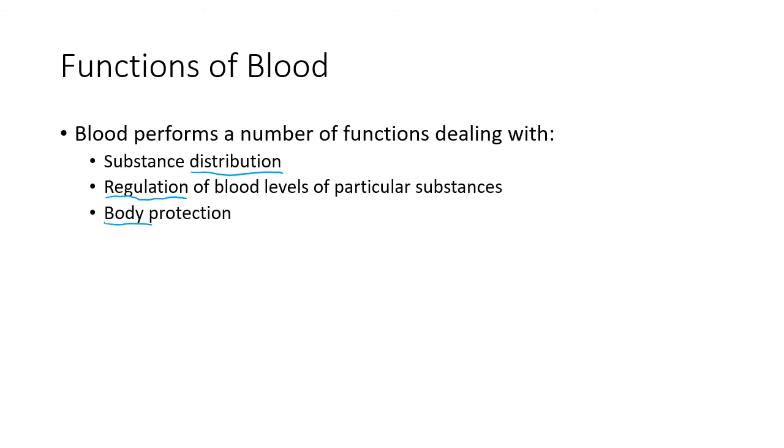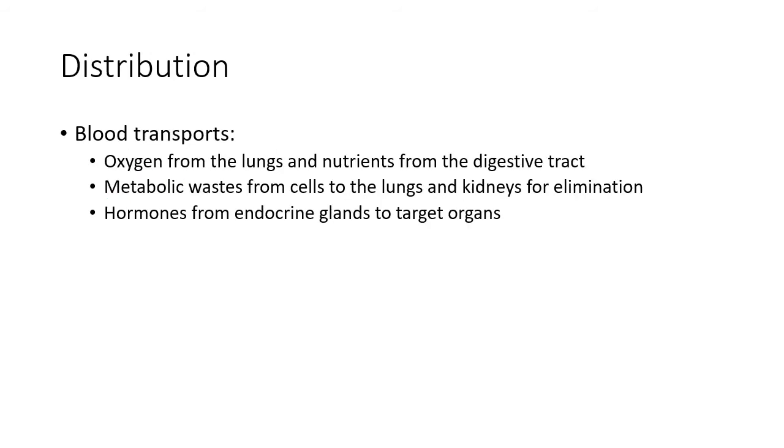And then we also have body protection. And so we have the ability to fend off potential substances that are coming into the body, antigens that shouldn't be there. So transportation, as I said, oxygen in, carbon dioxide out, get the nutrients to the tissues once they've been picked up from the digestive tract. So deliver them to where they need to be.